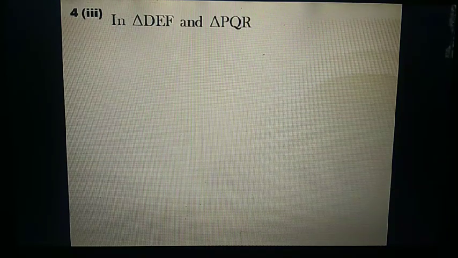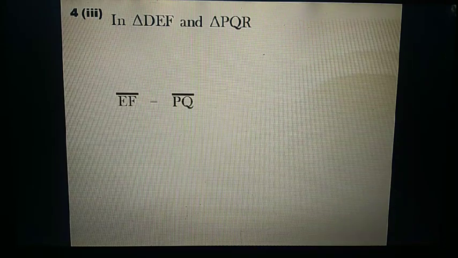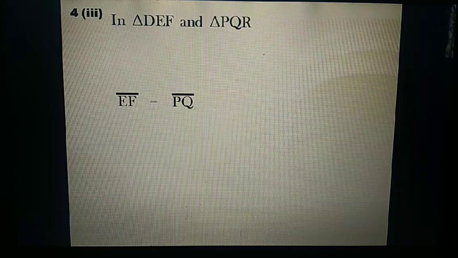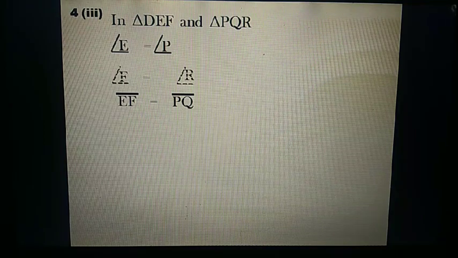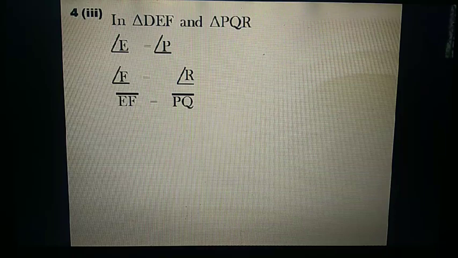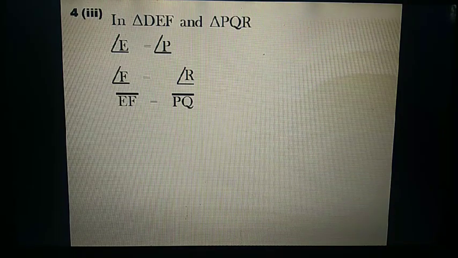The next, third set, again the same triangles we will refer to. Here the sides given to you are EF and PQ. They both are equal as they are 5 centimeter. And the angles given to you are angle E and angle P, they are 80 degrees. Angle F and angle R, they both are 30 degrees. Again, first you will check whether the side given to you is included or not.